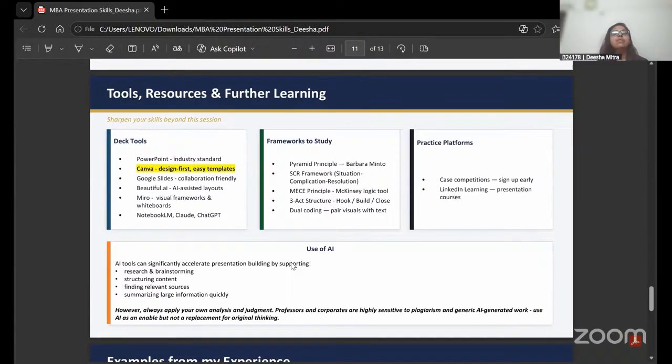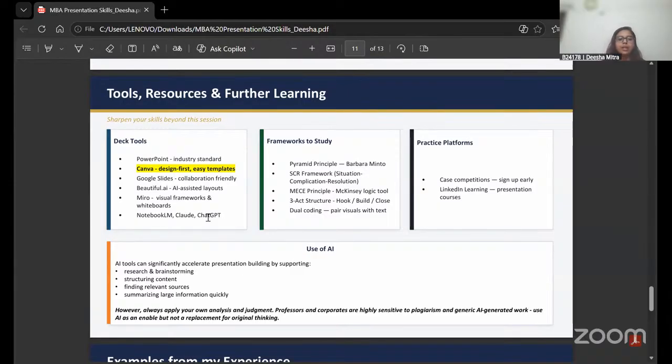So it comes in very handy, especially for these group assignments that you have, because you can do them faster using Canva. But especially for your case competitions or your mid reviews and final reviews during your SIPs, I would suggest that you use PowerPoint because it looks more professional that way, right?